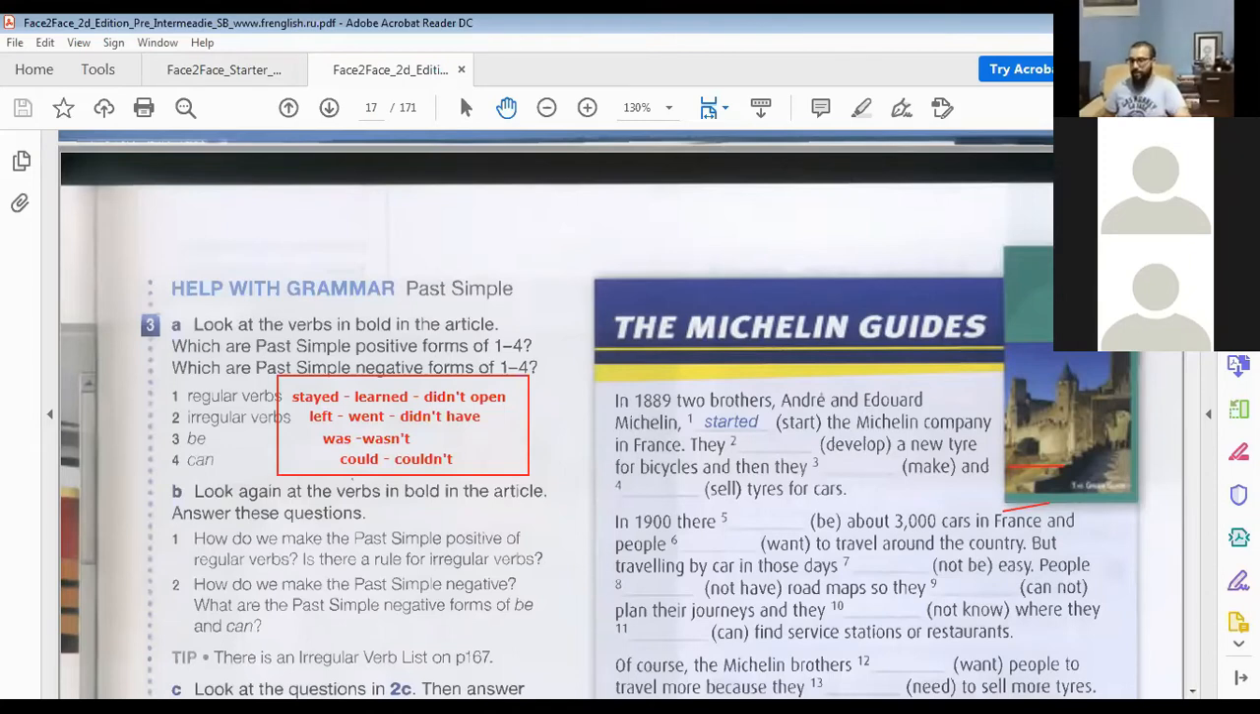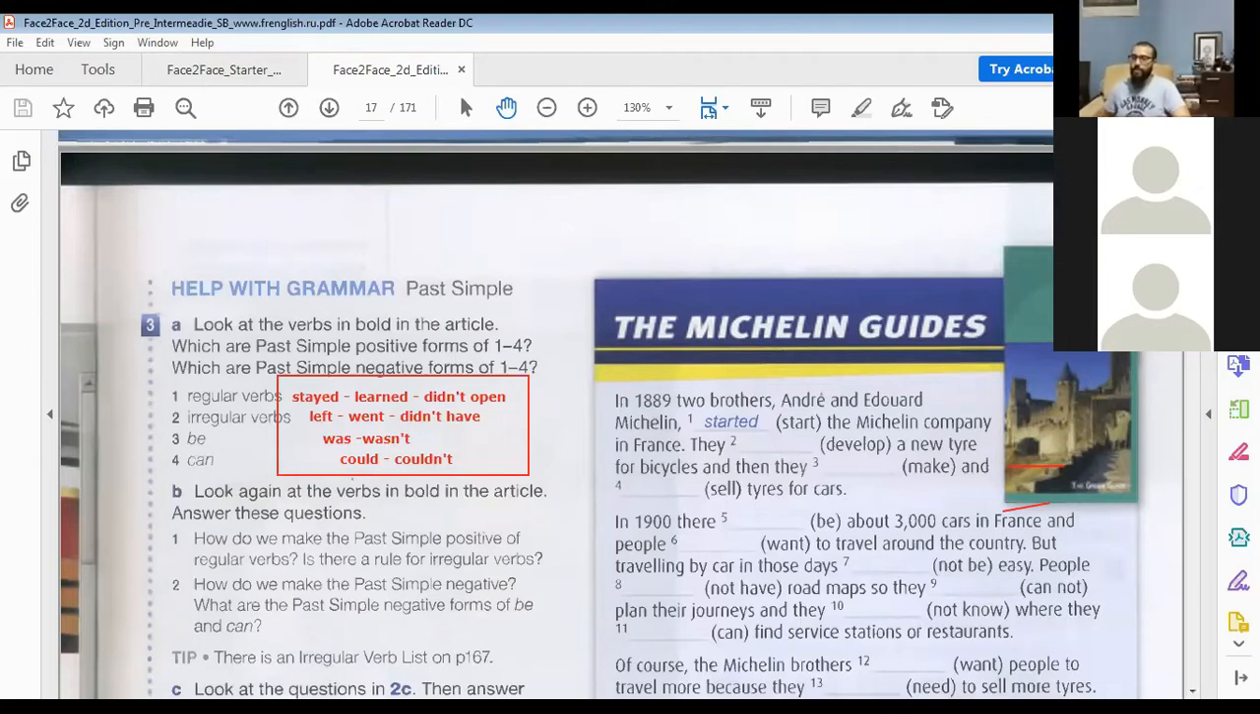This is for regular verbs, right? But what about irregular verbs? Do we have a rule for irregular verbs? No, correct. There's no rule. Leave, left, go, went, have, had. So there's no rule.